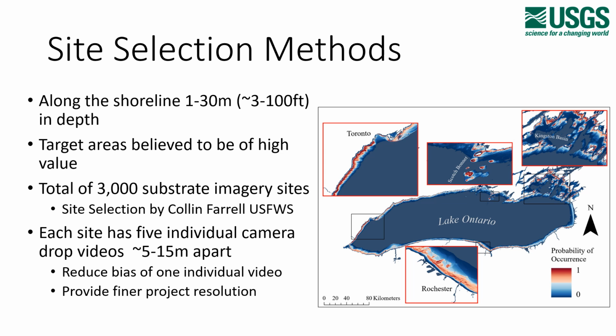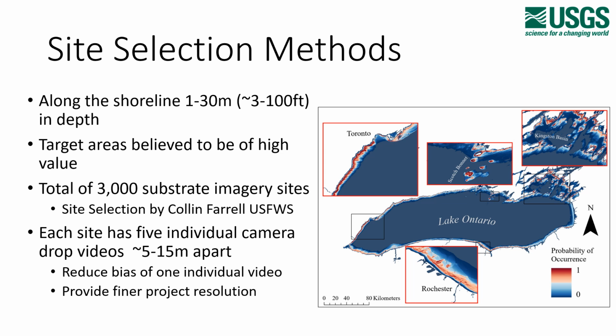So site selection was done by Colin Farrell at the U.S. Fish and Wildlife Basin Office using Alex Gatch's MaxEnt model for lake trout spawning habitat. So sites were selected across the Lake Ontario shoreline between 1 to 30 meters of depth, and there was a total of 3,000 sites selected.